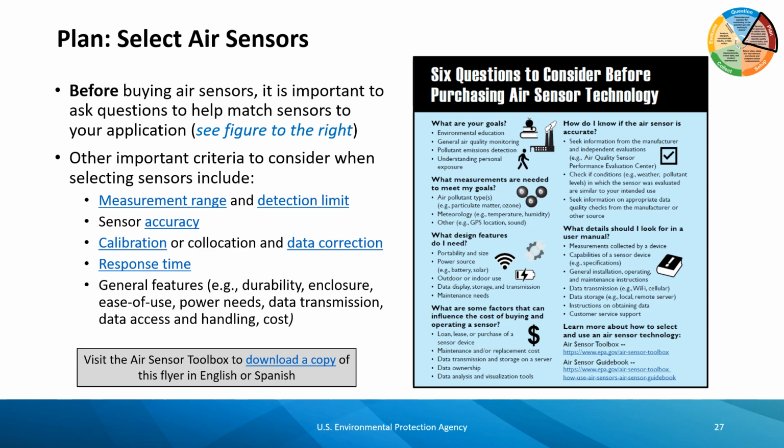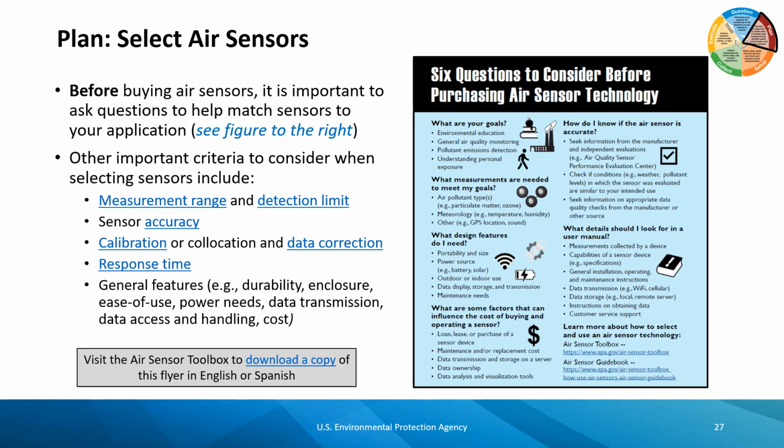Question 4. What are some factors that can influence the cost of buying and operating a sensor? The purchase price of a sensor is just one thing to consider. Owning and operating a sensor can have additional costs, especially when you consider data analysis and visualization. We have suggested some other costs that may apply so that you can ask informed questions and factor these costs into your purchasing decisions.